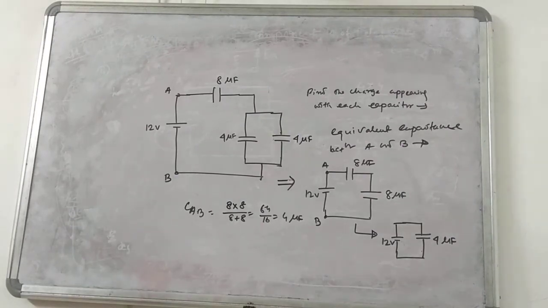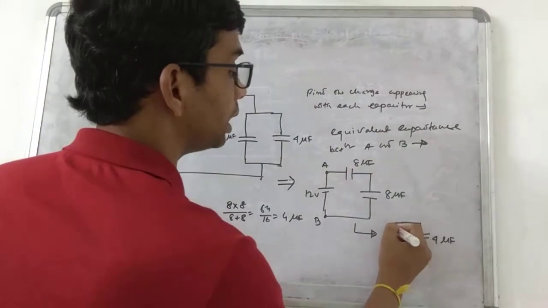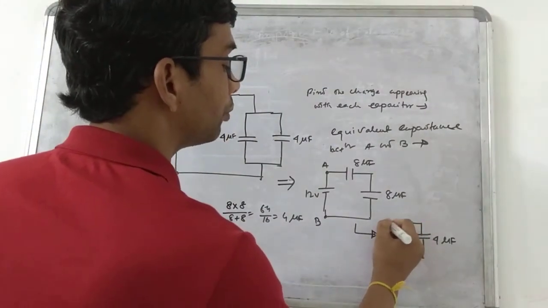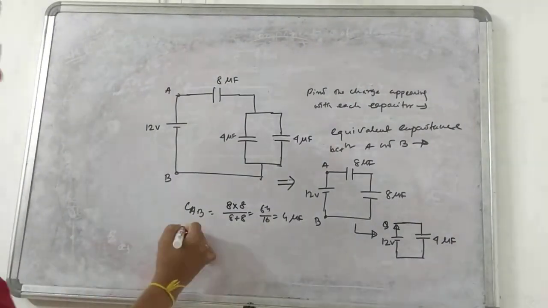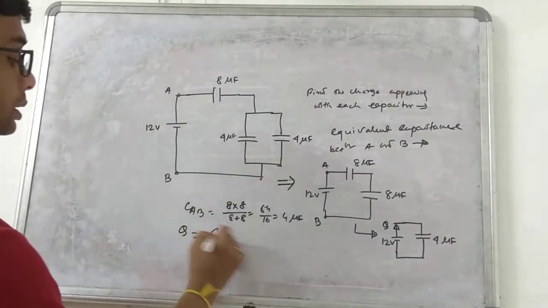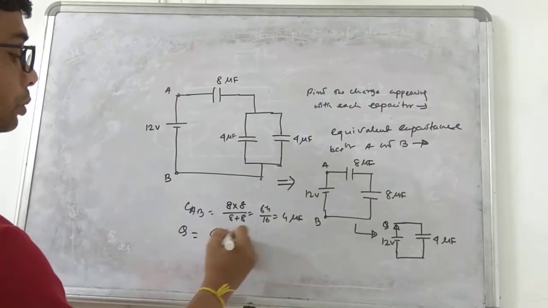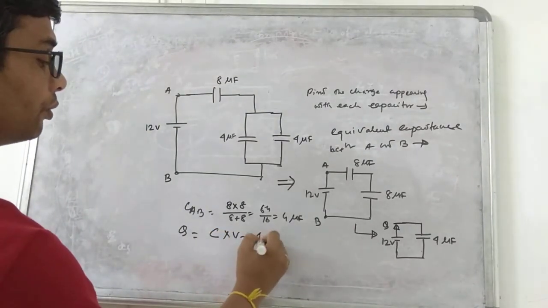Next, the charge. Charge flows from the positive terminal of the battery. Q is nothing but C effective into V. What is C effective? 4 into V is what?